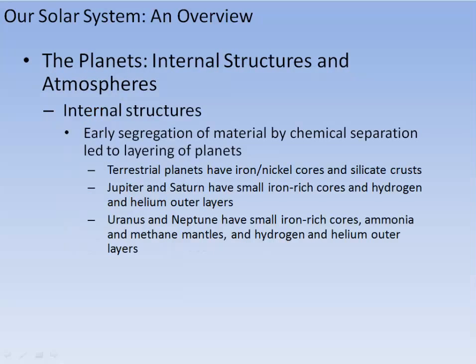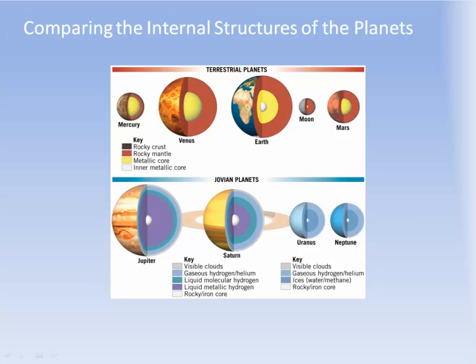Okay, the internal structures. Early segregation of material by chemical separation led to the layering of the planets. Terrestrial planets have iron-nickel cores and silicate crusts. Jupiter and Saturn have small iron-rich cores and hydrogen and helium outer layers. Uranus and Neptune have small iron-rich cores, ammonia and methane mantles, and hydrogen and helium outer layers.